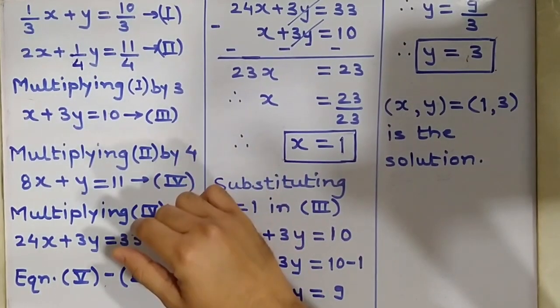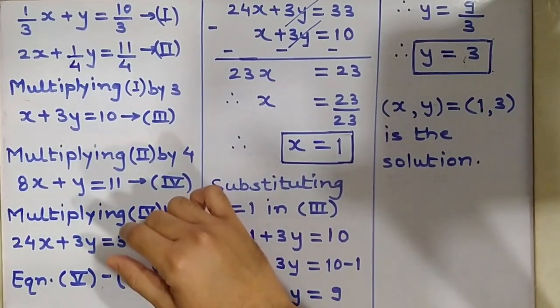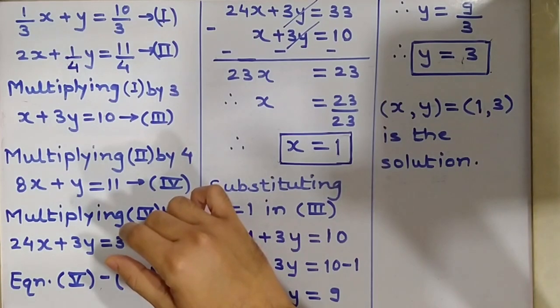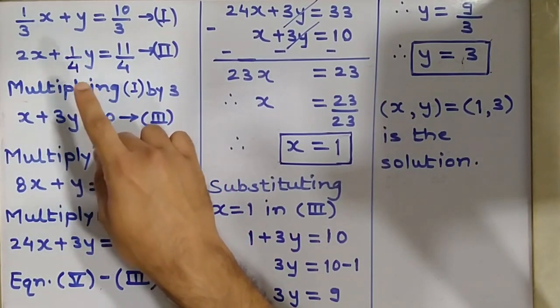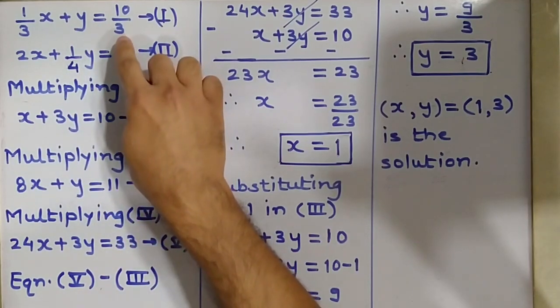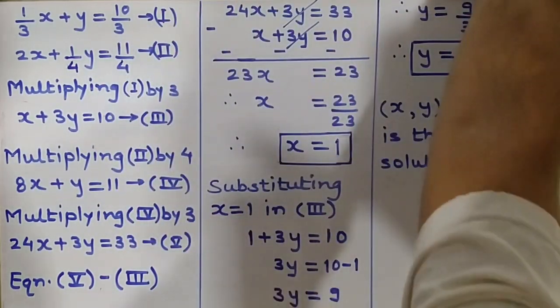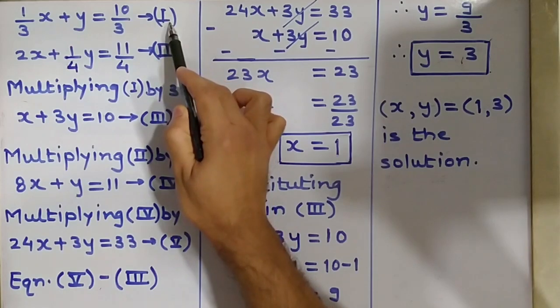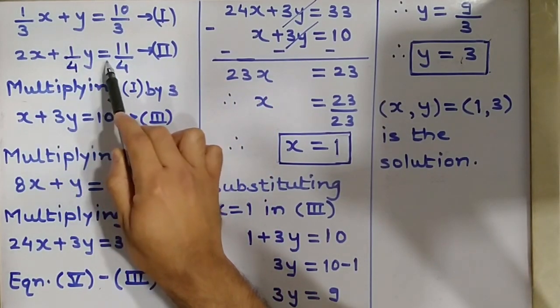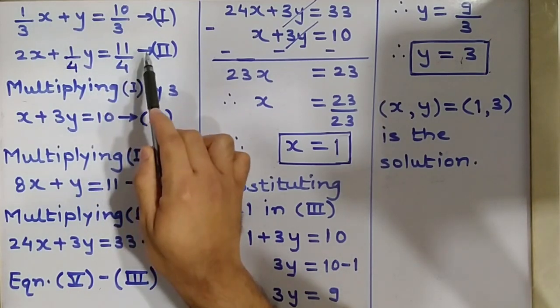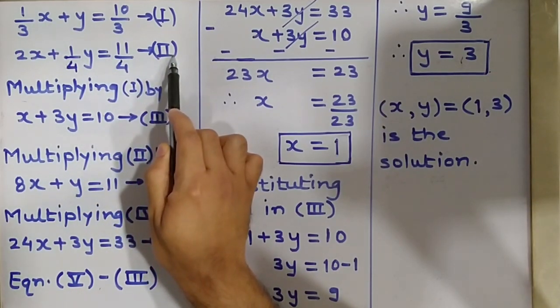This is sum number 6 from practice set 1.1, linear equations in two variables. The sum is 1 by 3x plus y is equal to 10 upon 3. We have numbered it as equation number 1, and 2x plus 1 upon 4y is equal to 11 upon 4. We have numbered it as equation number 2.